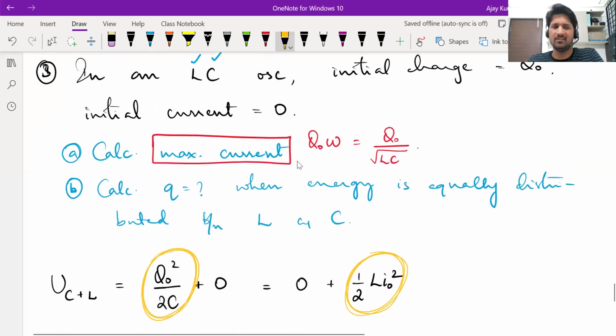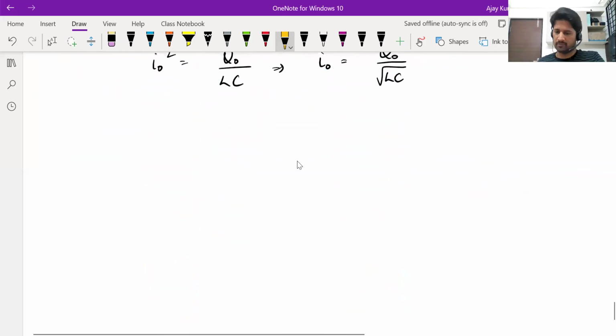Okay, solve the second part at least. You are asked to calculate the charge on the capacitor when energy is equally distributed between inductor and capacitor. Initially, all the energy was with the capacitor. Okay, let me help you out a little bit.